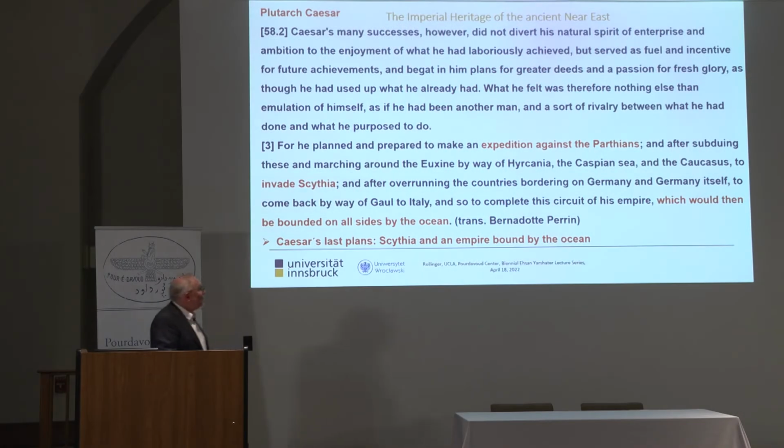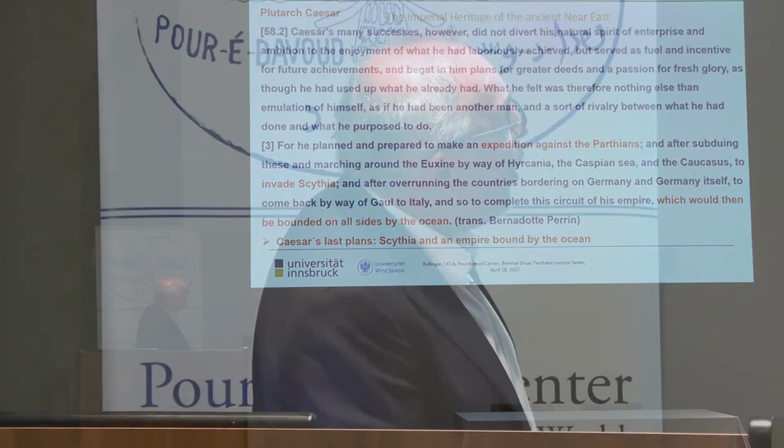And of course, it includes not only an expedition against the Parthian, but also an expedition to the eastern borders of the world. And if you want to go to the eastern borders of the world, you have to claim to invade Scythia, as we have already seen in the example of the Persian Achaemenid kings, so that the world rule is really bound on all sides by the ocean. Exactly what is here claimed as the last plans of Caesar is just what we have already seen by Cyrus, a world rule that includes all sides of the ocean.